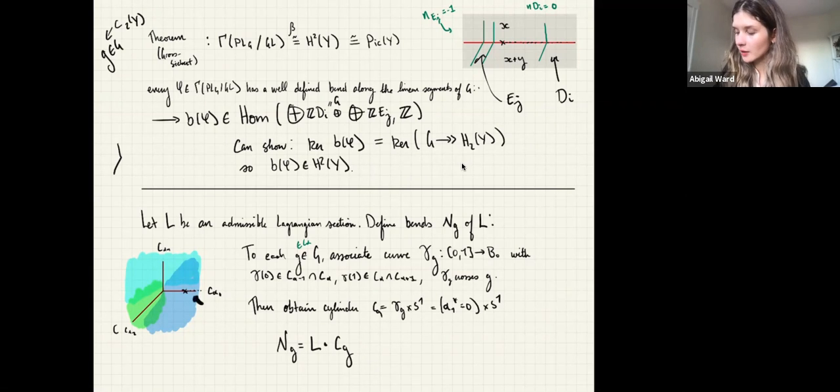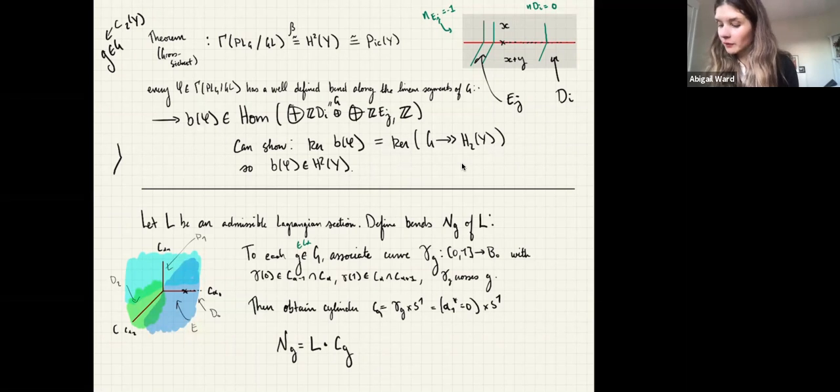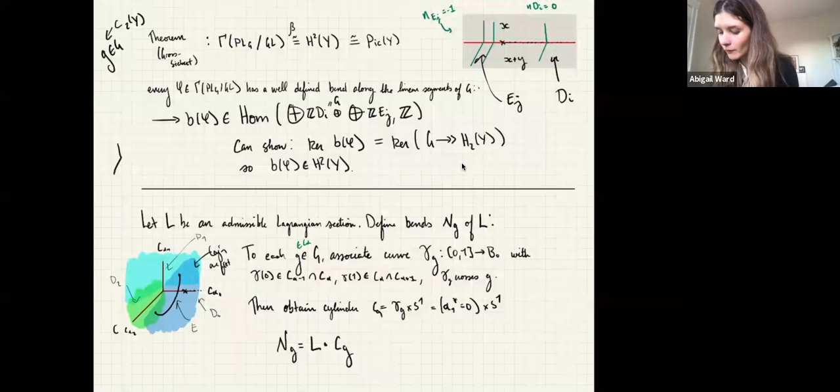And so my segments are this guy, this guy, this guy, and this guy. This is going to correspond to the boundary divisors, so D0, D1, D2, and this is going to correspond to the exceptional E. So for each of those segments in your graph G, I just associate a curve gamma of G, which crosses your G and goes between two points in the intersection of your two regions, which are the regions where Lagrangians are flat. So for example, this would be gamma E, and then this would be gamma D naught.